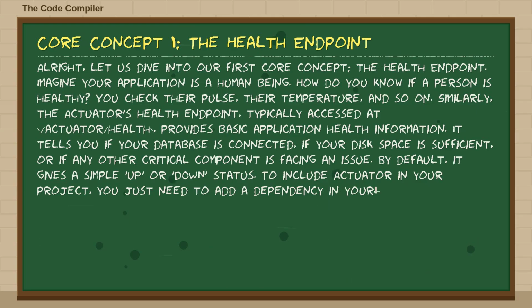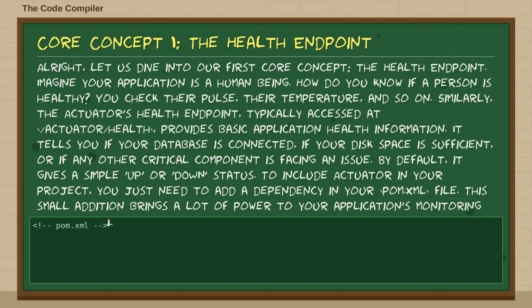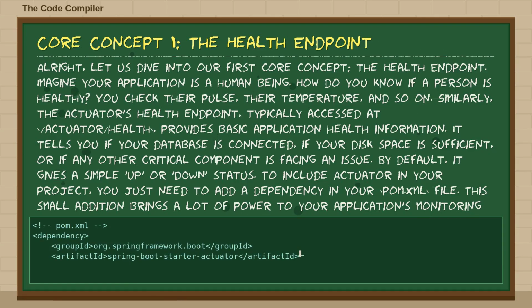To include Actuator in your project, you just need to add a dependency in your pom.xml file. This small addition brings a lot of power to your application's monitoring capabilities without you having to write complex custom code. It is truly a magical feature for developers.